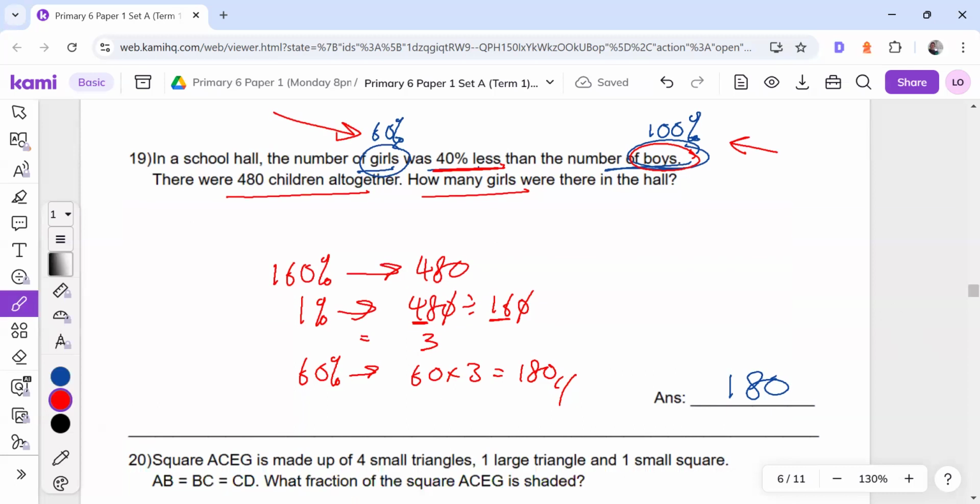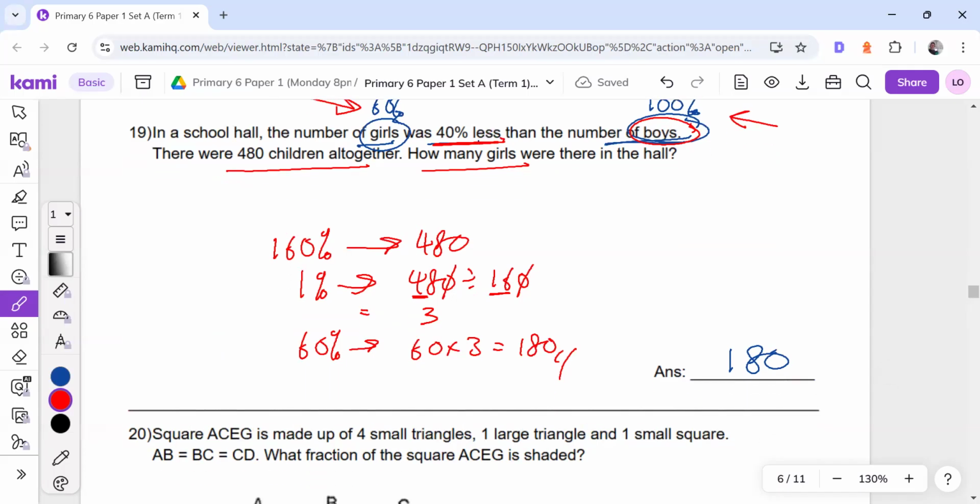Okay, copy down ready? Let's go to question number 20. I think Charlotte, your homework is this. Your homework got something like this. So don't make mistakes when we go through on Saturday. Okay, so let's go to question 20.